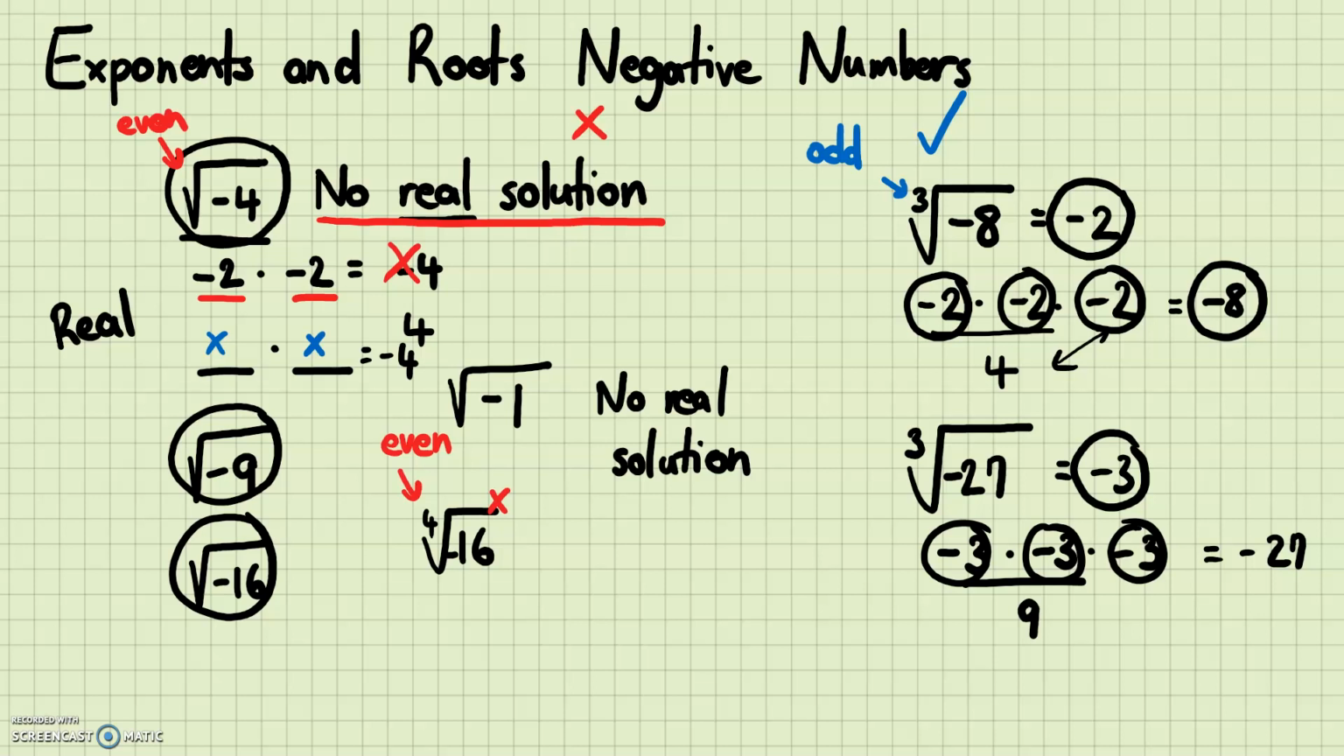You can find the roots of negative numbers if the index is odd, but you can't find any real solutions for roots of negative numbers if the index is even.